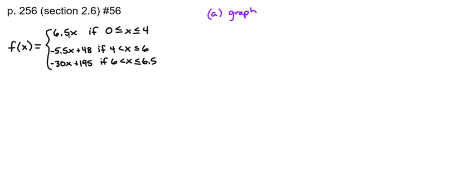f of x equals 6.5x, that's a line. The next one, that's also a line, and the third one, that's a line. So we're graphing a piece of a line, a piece of another line, and a piece of another line.